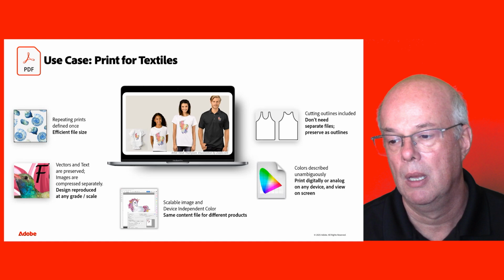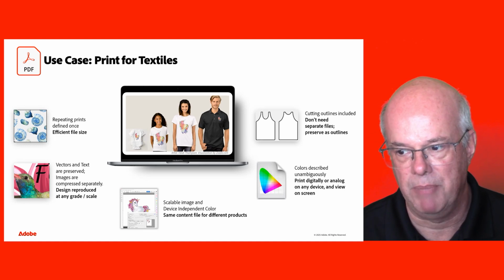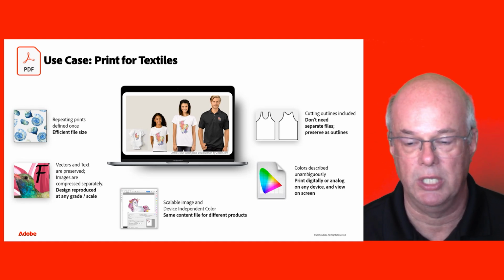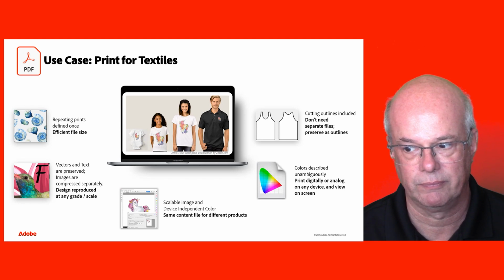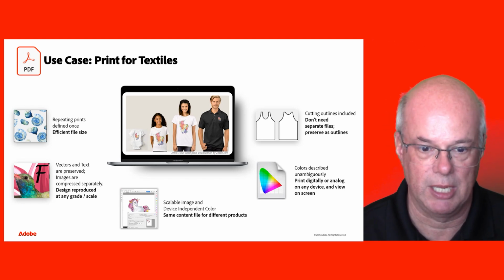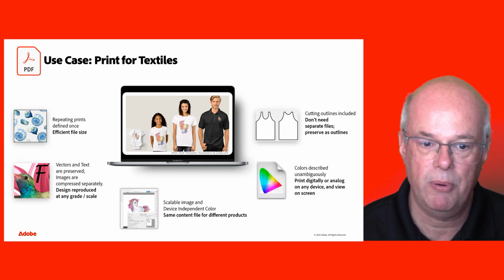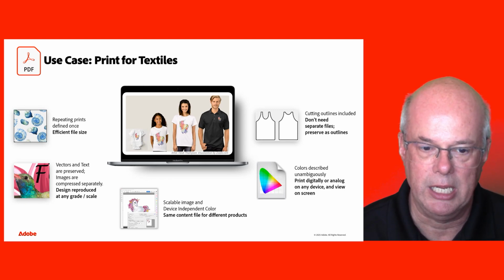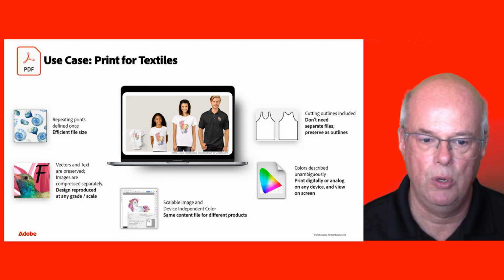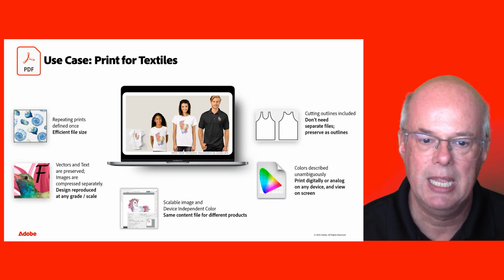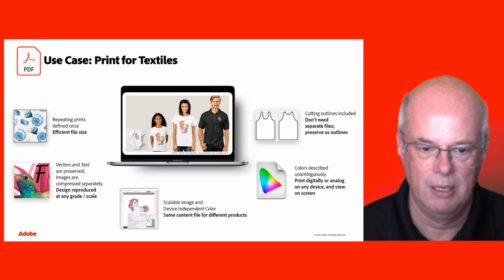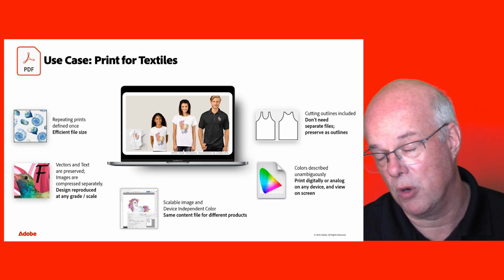Okay. Colors we can describe in this unambiguous way, particularly important if we're using different inks and reproducing it on different substrates. And like we've said and asserted already, because we can print a complex design that includes vectors, text, and images, it's even more important that we're preserving that information within the PDF file. First of all, it means that the file can be very efficient.